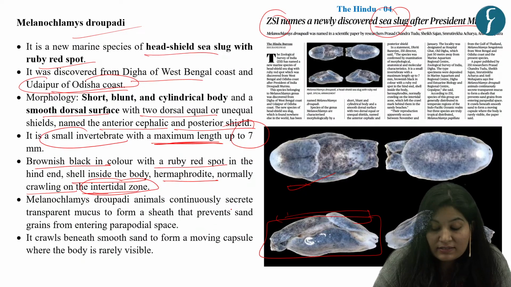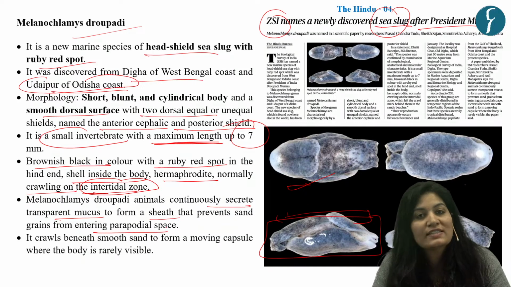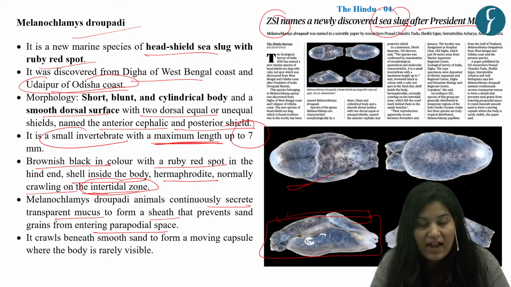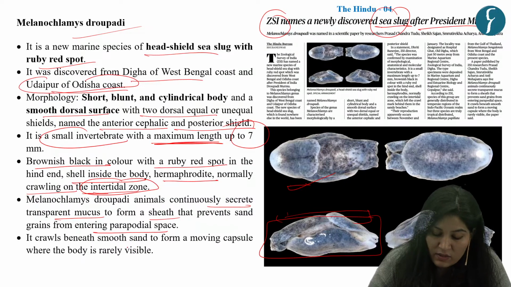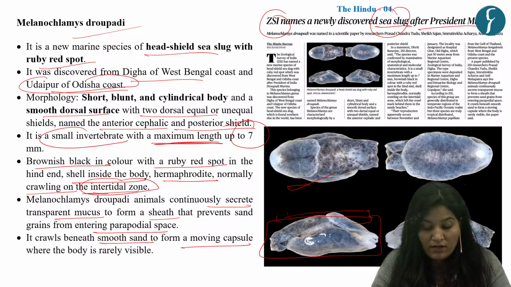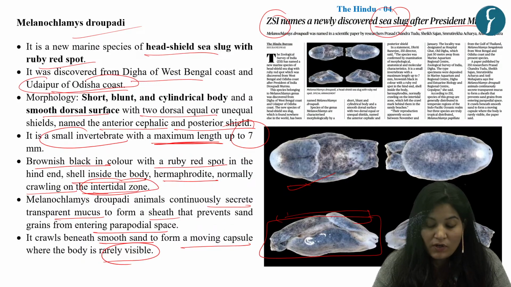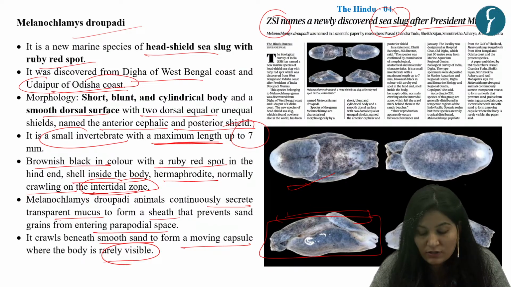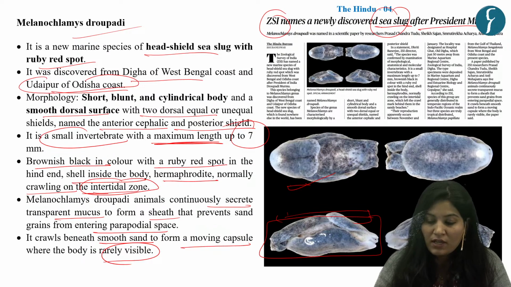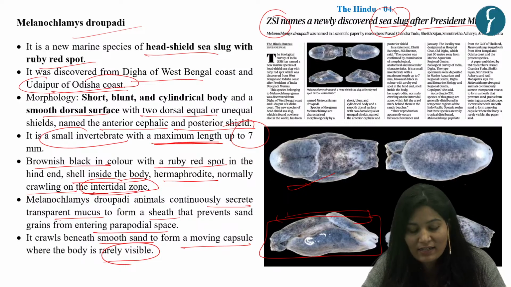The sea slugs continuously secrete transparent mucus to form a sheath that prevents sand grains from entering the parapodial space. It crawls beneath smooth sand to form a moving capsule where the body is rarely visible. So they crawl beneath a smooth surface to form a moving capsule. So this is all about this species, that is the sea slug.